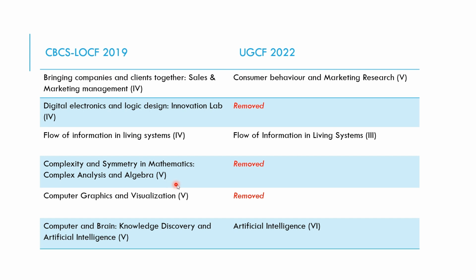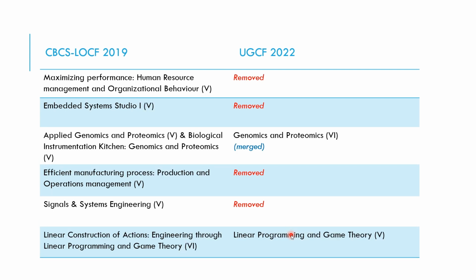Complexity and symmetry in mathematics, complex analysis and algebra, has been removed. Computer graphics and visualization has also been removed. Now, computer and brain, knowledge discovery and artificial intelligence of semester 5, rebranded as artificial intelligence of semester 6. Maximizing performance, human resource management and organizational behavior has been removed. Embedded Systems Studio 1 has been removed.